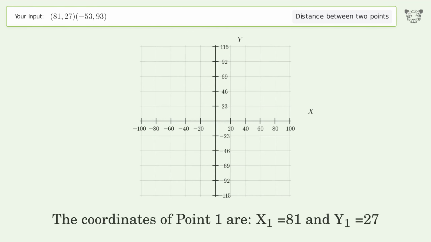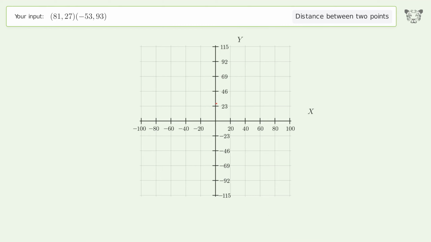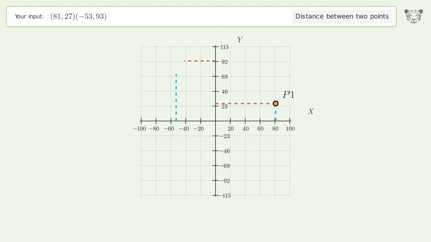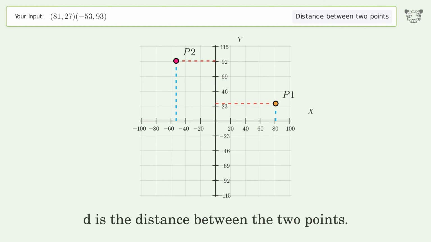The coordinates of point 1 are x1 equals 81 and y1 equals 27. The coordinates of point 2 are x2 equals negative 53 and y2 equals 93. D is the distance between the 2 points.